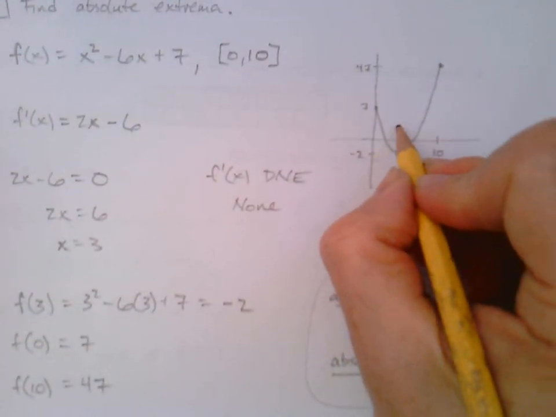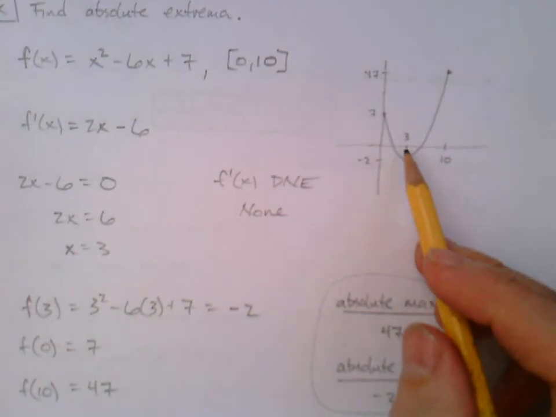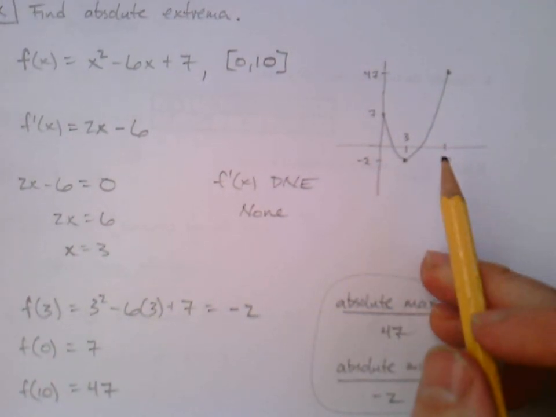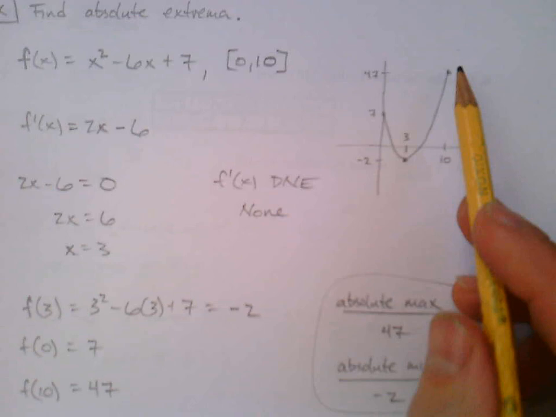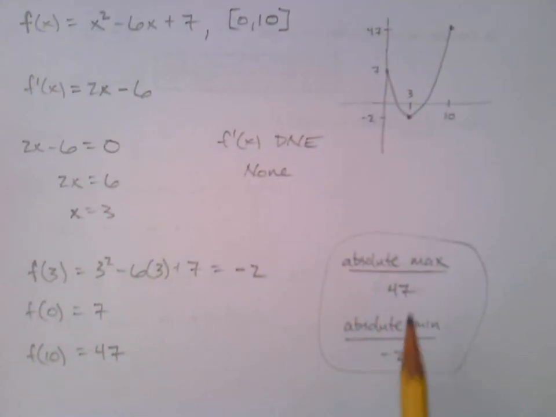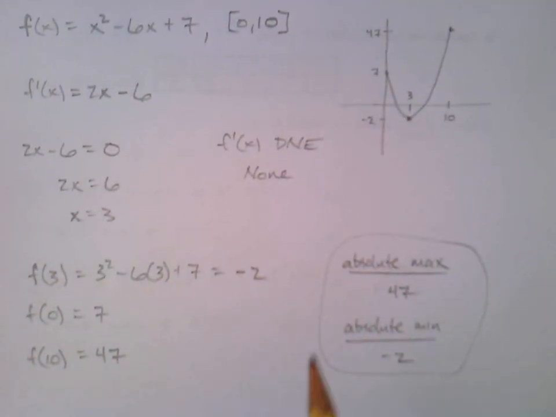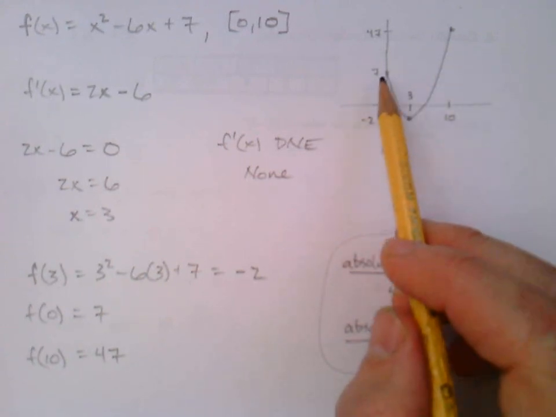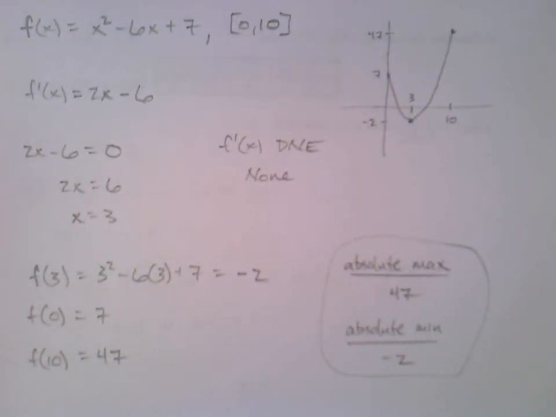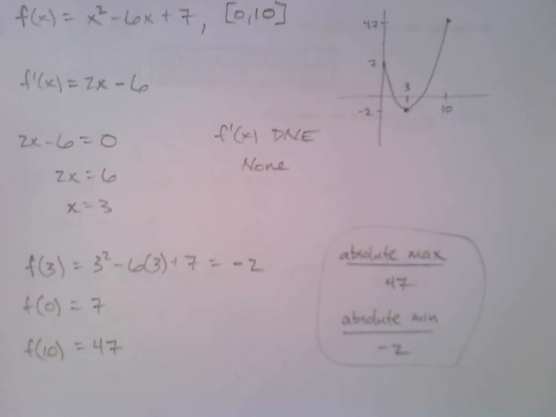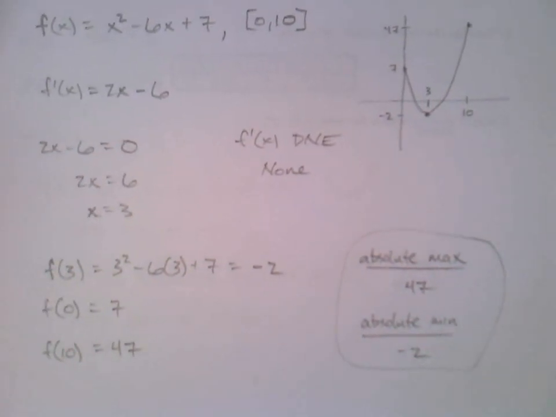This is at 3, right? So there's your absolute min. There's your absolute max, happens to be the endpoint on the max. And 7's just kind of halfway in the middle, so we don't consider it. It's not a local, it's not an absolute max or min, obviously. Okay.